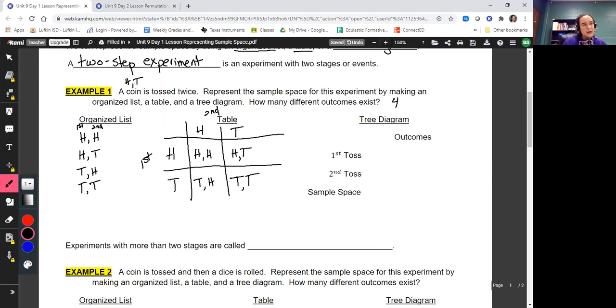And then the tree diagram. For the first toss, we could have heads or tails. And then we need to do the possible outcomes for the second coin toss, and we're going to branch off of the first coin toss. So we've got heads or tails as possible outcomes for the second coin toss. And then we need to write out our sample space. So we've got heads, heads, heads, tails, tails, heads, and tails, tails.